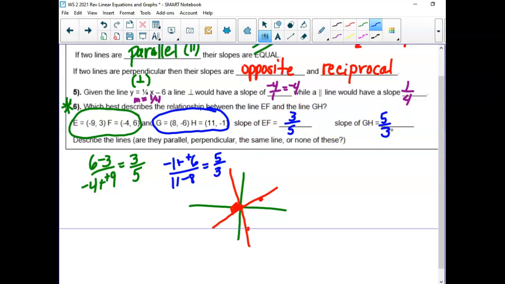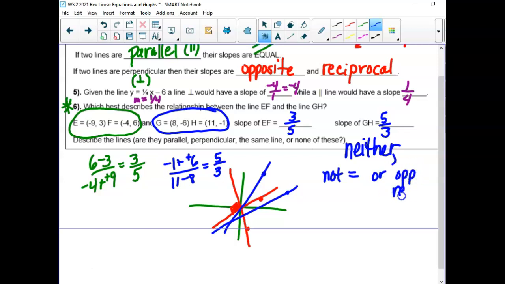Parallel, perpendicular, or neither? Why are they neither? Because it flipped over, but they are the same sign. If I were to graph them on here, one went up 3 and over 5, and the other one up 5 and over 3. Are those two lines parallel or perpendicular? Not at all. Okay, so this is neither parallel or perpendicular. On the quiz, it asks why, and you would say they are not equal or opposite reciprocals.